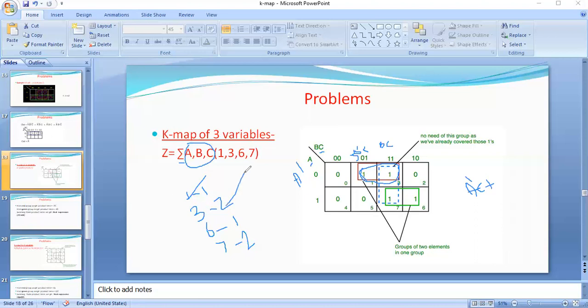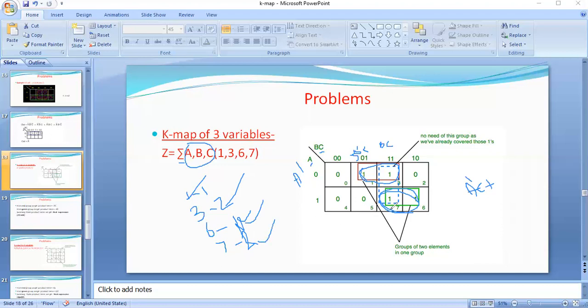1 and 3 are involved. What are the remaining? Left are 6 and 7. So I'm taking 6. With 6, can we group 4? No, there is only the possibility of 2. There is a possibility of these 2 group only. So in this group, 6 is involved and 7 is involved.